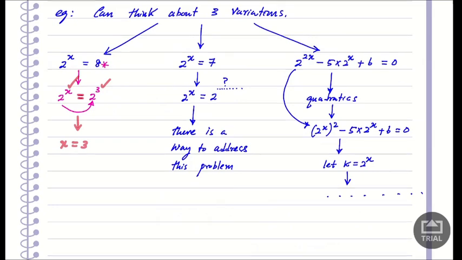The most important thing would be to construct this. And in the second variation, how do you deal with that 7? That is very important. Okay. So any questions?